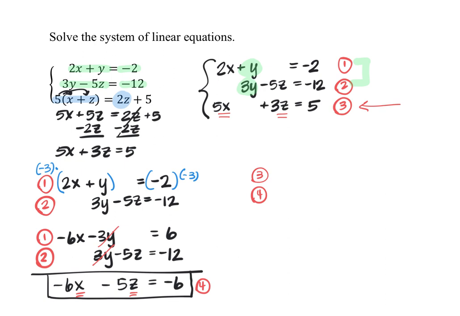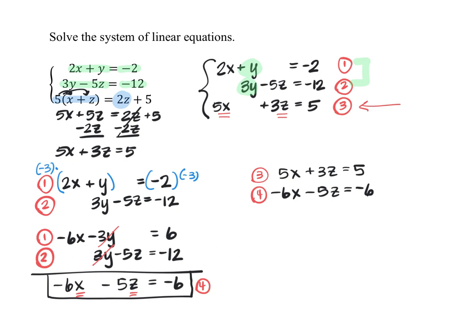So equation 3, I'm not going to leave a space anymore for the y term. And the reason for that is because when you look at equation 4, we eliminated the y term. So it does not have a y term. It only has two variables. So here's my new system that I'm going to solve.